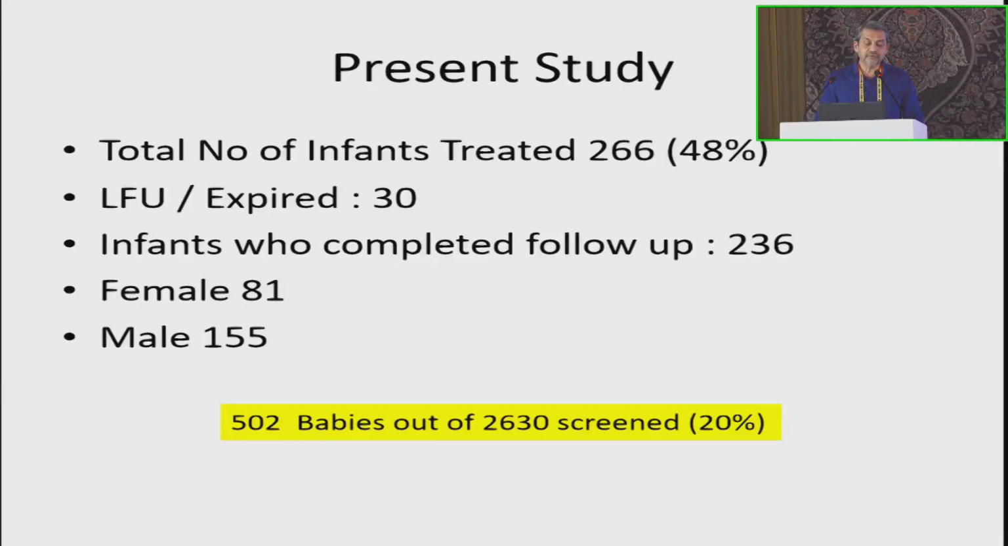So the total number of infants treated was 266, which in this study for zone 1 and 2 posterior disease forms 48% of the total babies treated. The rest were zone 2A and zone 3. Few of the babies were lost to follow-up after treatment, few expired, so we were left with 236 babies for statistical analysis, out of which 81 were females and 155 were male babies.